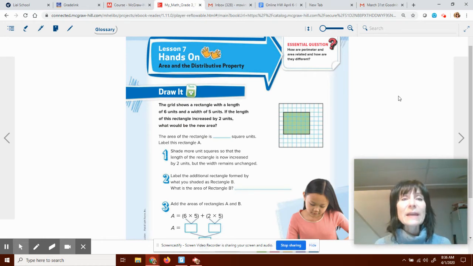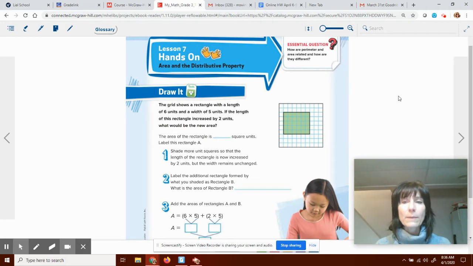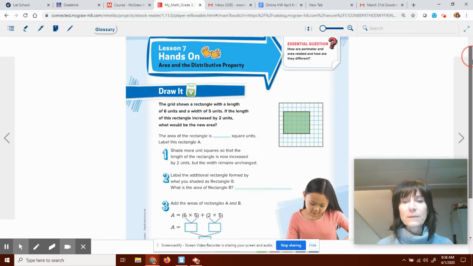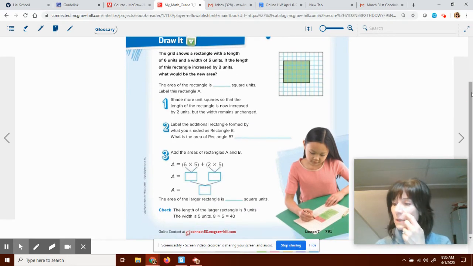So today we're talking about the area, the inside, but we're also talking about the distributive property. Remember, distribute means to distribute the power. So I'm giving you a little bit, I'm giving you a little bit, and it makes the whole problem a little bit easier. So let's take a look at page 791. So turn your book to 791.